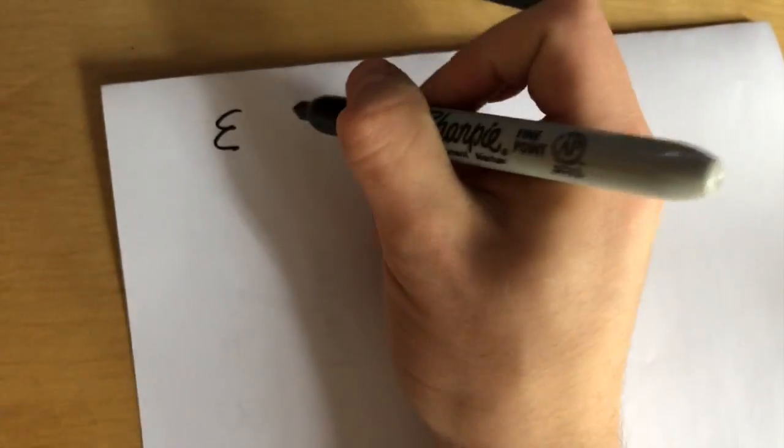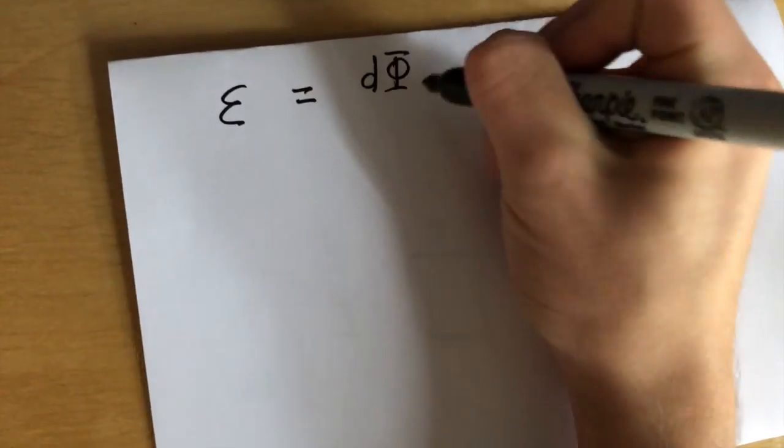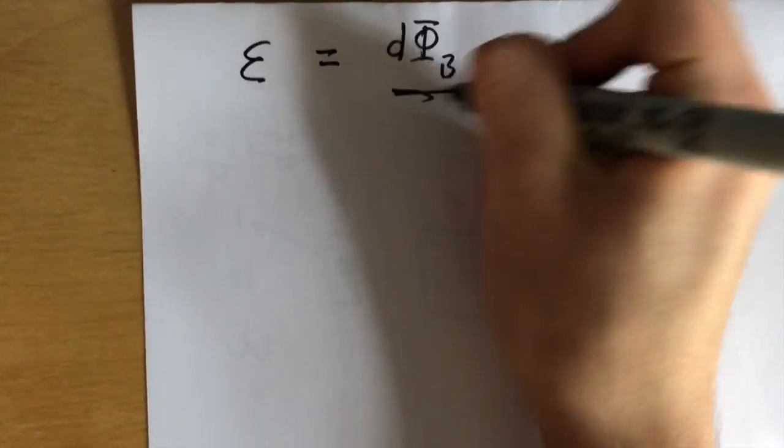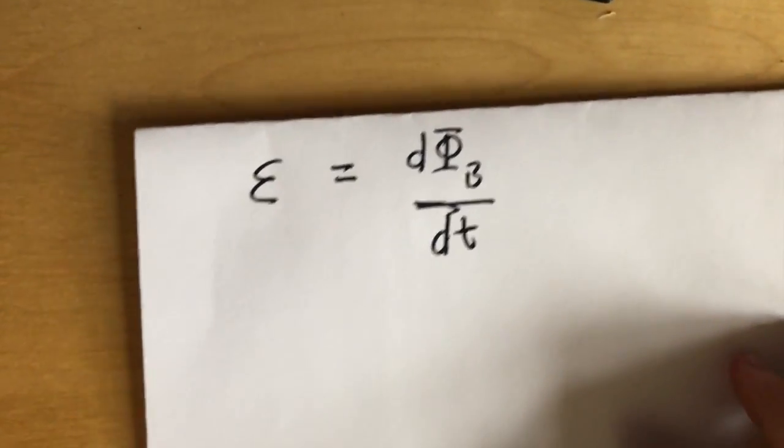So in this video, I'll be going over Faraday and Lenz's law as it relates to induced EMFs and things of that nature. Quite simply, Faraday's law is that the induced EMF will be equal to the change in flux, magnetic flux, of course, with respect to time.